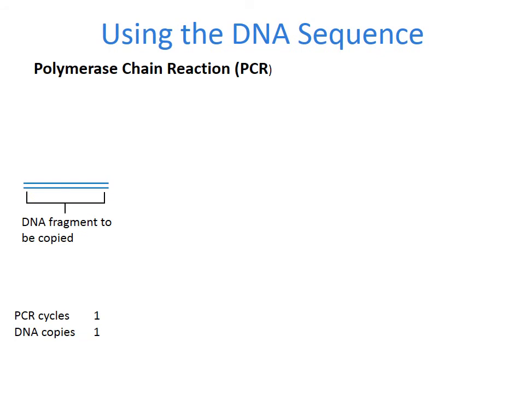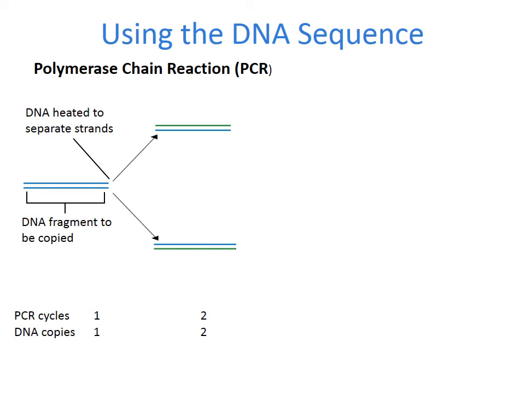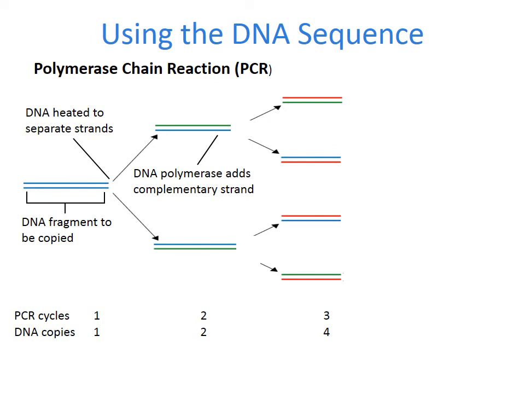Remember that? Okay. So you have a DNA fragment that's to be copied. Now, if you notice, it's double-stranded right now. So they heat it to separate the strands. So the blue will be our original ones. Then the DNA polymerase adds the complementary strand. Those are the green ones. Then those two strands are separated. So you have the green on top and the blue on the bottom. And then the complementary ones, the new ones, are the red ones. Okay. So we've gone through the PCR once, twice, three times. And now we have 4 copies of that original DNA strand, don't we?